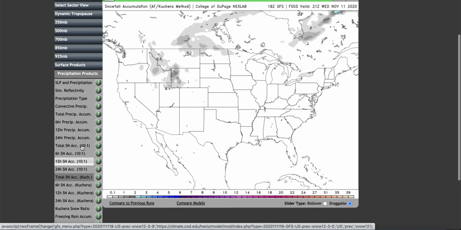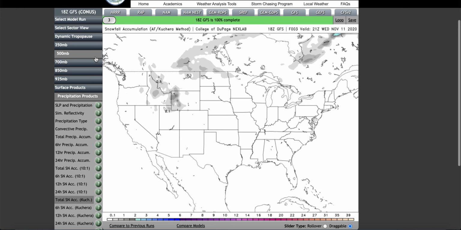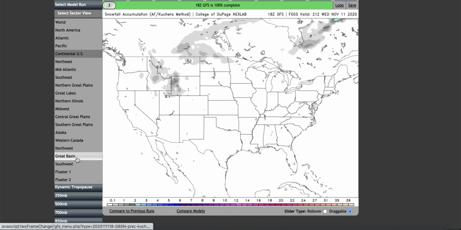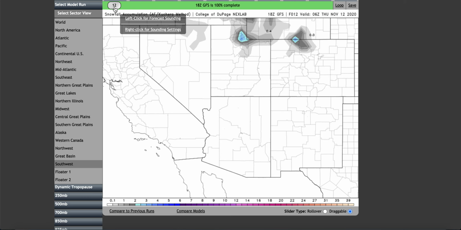Essentially what this takes into account is temperature and pressure in the atmosphere as you go up to where the snow is forming. This gives you a much more detailed idea of what the snow is going to look like. So let me zoom in quick. I'll go to the southwest, which gives California, Utah, and Colorado, so a pretty good place to test this out.